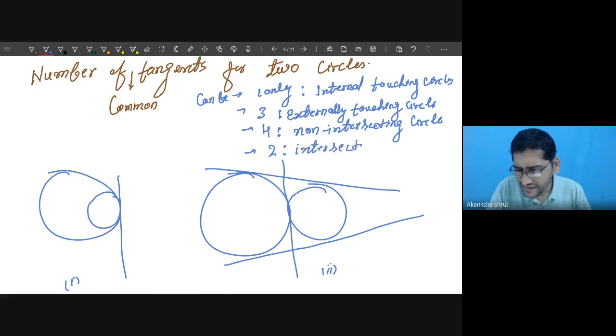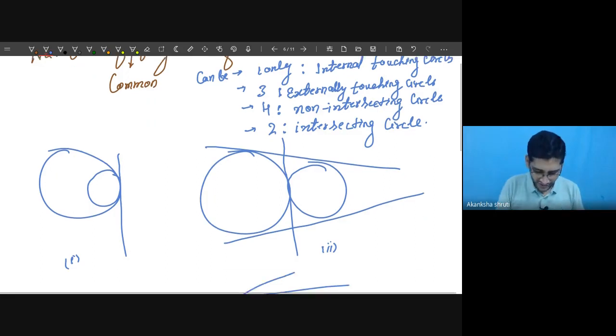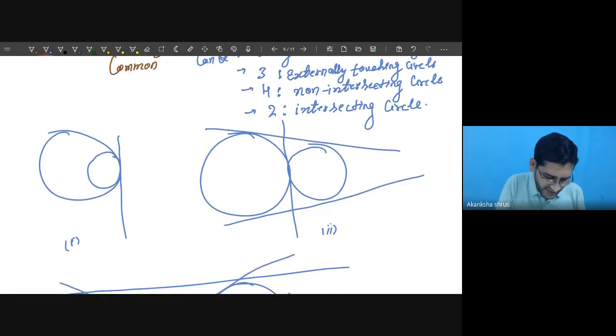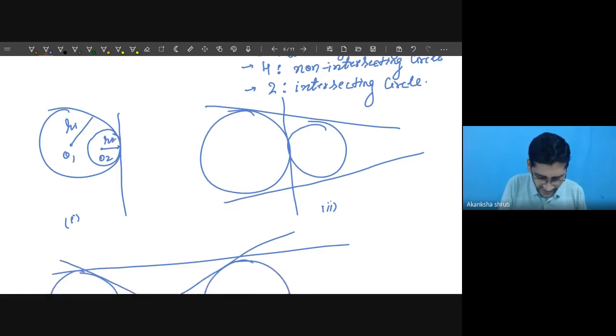Intersecting circles. So these are the numbers that you have to keep in mind. Questions are asked in your MCQs. In the first condition, their centers are at different positions, maybe written as O1 and O2. Their radii are also different; you may write this one as R1 and the other as R2. So in this case, we have only one tangent.